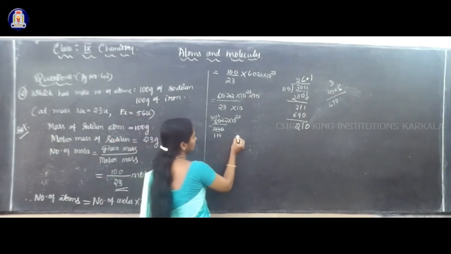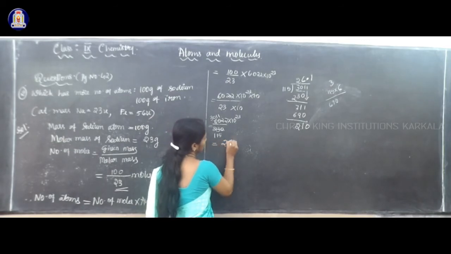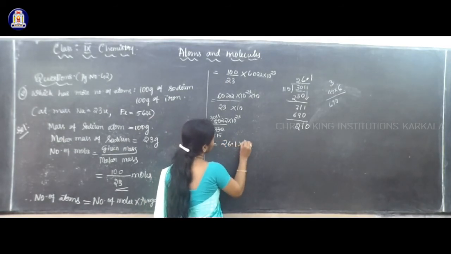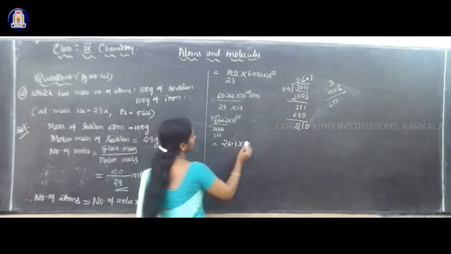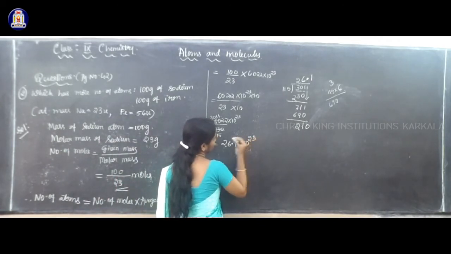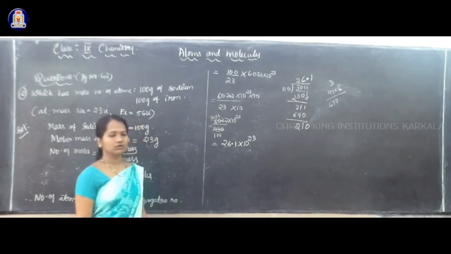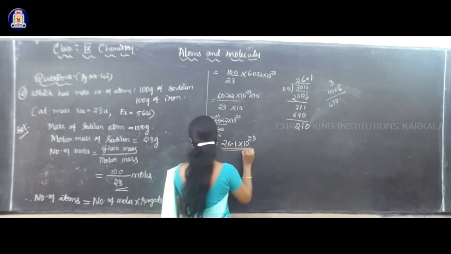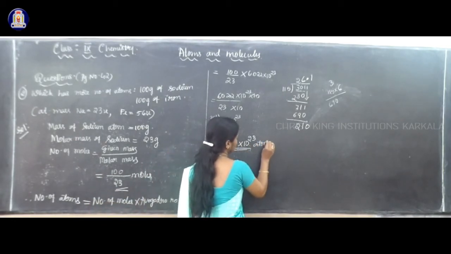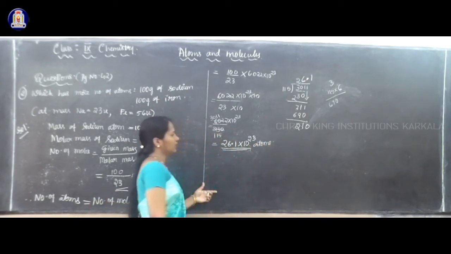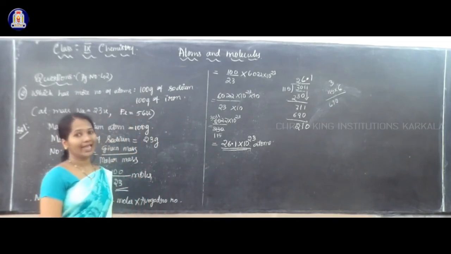So I will take it as 26.1 into 10 to the power 23. What is this? This is the number of atoms, this much atoms. That is 26.1 into 10 to the power 23 atoms.